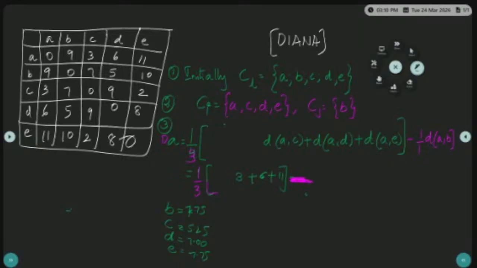Look here. Now again, in the second iteration we have to perform until all are clustered. Here B is not there. Now the number of elements is 3. For A, 1 by 3 into D of A to C, A to D, A to E, and the other cluster is there which is removed from this original cluster. That's why minus. How many elements are there in B? 1. 1 by D of A to B. Substitute the values.